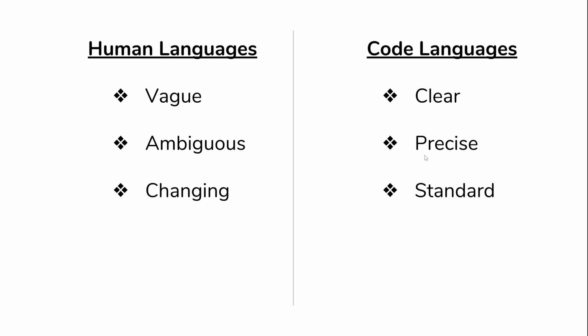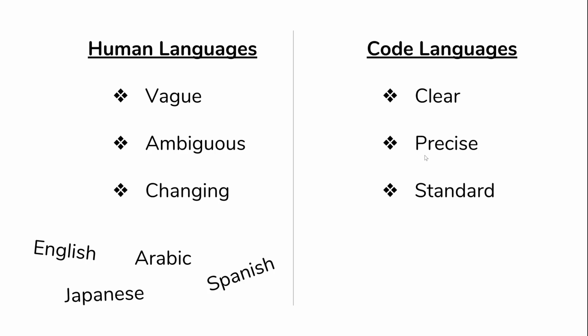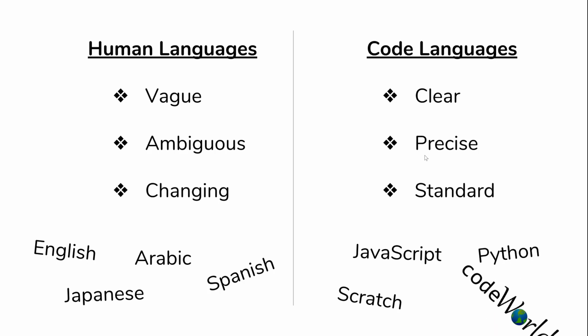Well, human languages tend to be vague, ambiguous, and ever-changing, whereas computers need languages that are clear, precise, and standard. That is, they don't depend on where you're from. Some examples of human languages you may be familiar with are English, Spanish, Japanese, or Arabic. Computers, though, speak a different set of languages, and some of those are called Scratch, JavaScript, Python. In CodeWorld, we'll use a language called Haskell, but you can think of it as writing code in the language of mathematics.